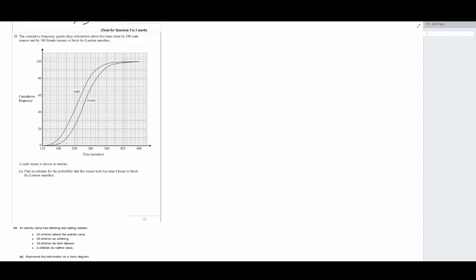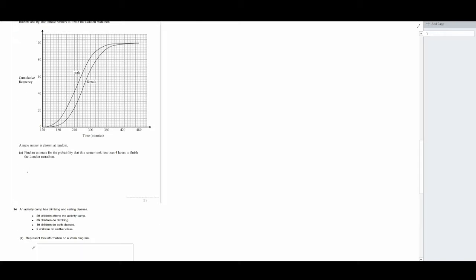The cumulative frequency graph shows information about the times taken by 100 male runners and 100 female runners to finish the London Marathon. Okay, 100. A male runner is chosen at random. So we're looking at this male graph. We have the graph. Find an estimate for the probability that this runner took less than 4 hours to finish the marathon. So less than 4 hours.